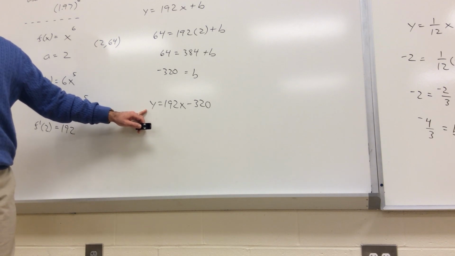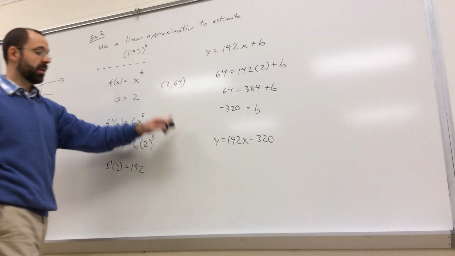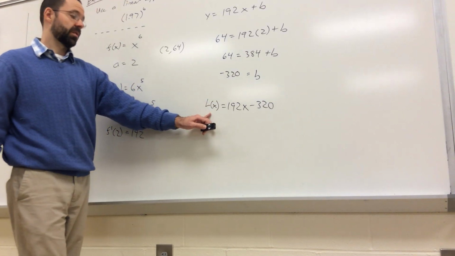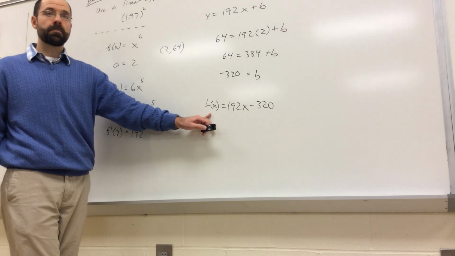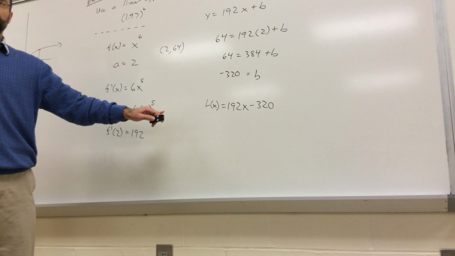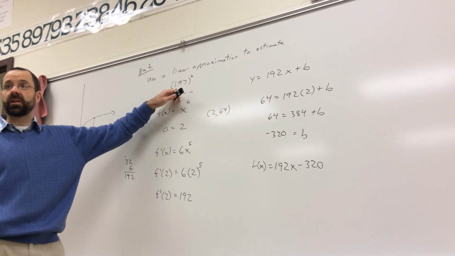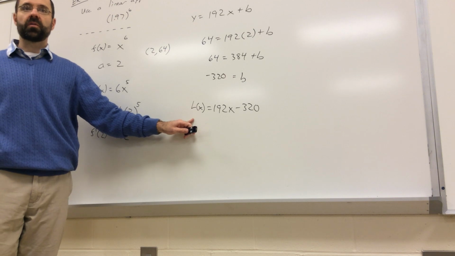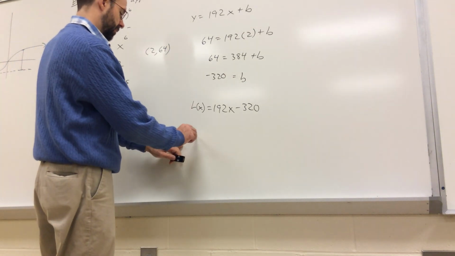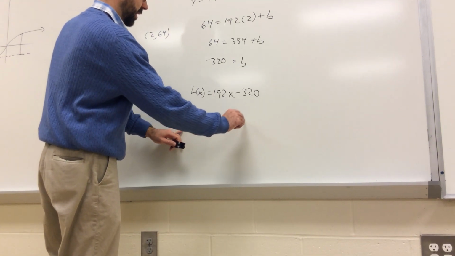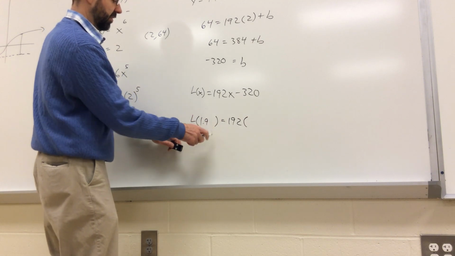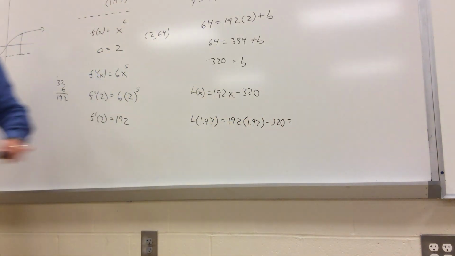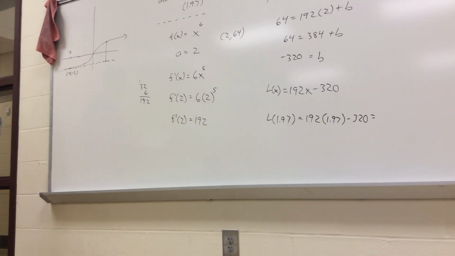So this is just the equation of the tangent line at the point 2 comma 64. But today, we're calling it the linearization. So we'll label it as L of x, just for linearization. Okay, the whole purpose of the problem was to approximate 1.97 to the sixth power. So I'm going to plug 1.97 into the tangent line equation, and that's going to give me a good approximation for what 1.97 to the sixth is. So that's 192 times 1.97 minus 320. And that comes out to 58.24.